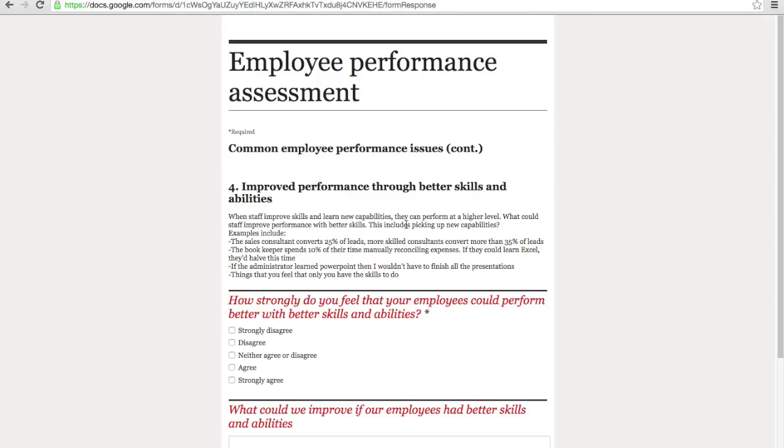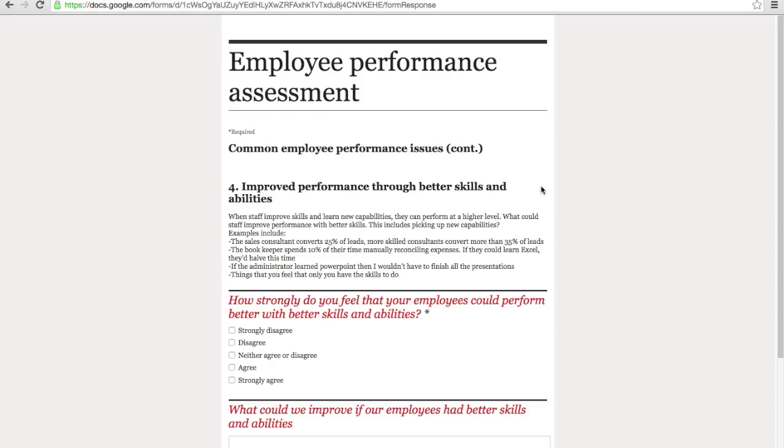This is section 4 of the common employee performance issues, which is improved performance through better skills and abilities. Now, it's quite closely related to improving performance or missed performance opportunities that we've just dealt with, but it is slightly different because this is about skills and abilities, and usually these skills and abilities support improved performance. So I'm just going to go over this. The theory is that when staff improve their skills and they learn new capabilities, they can perform at a higher level. What could staff improve performance with better skills? That's what we're going to work out here.